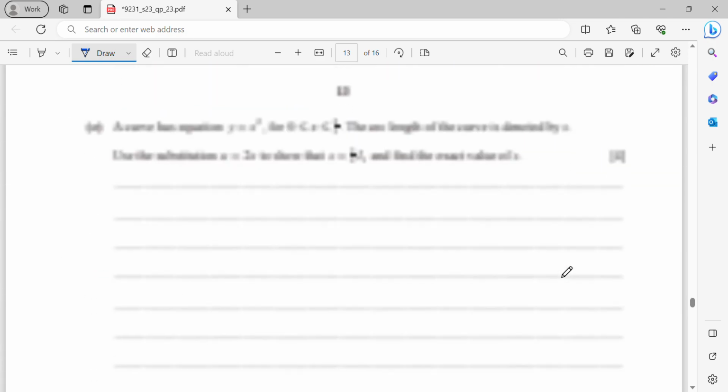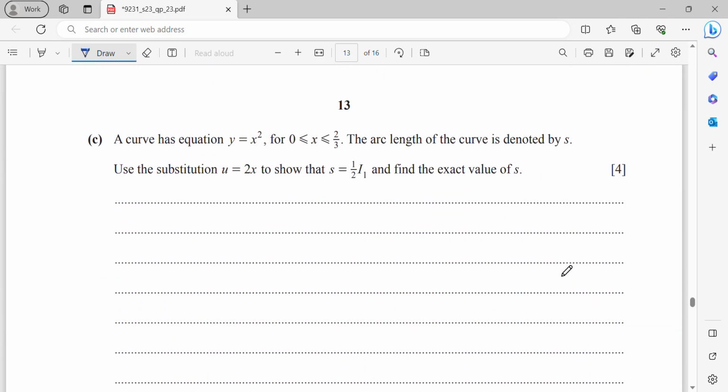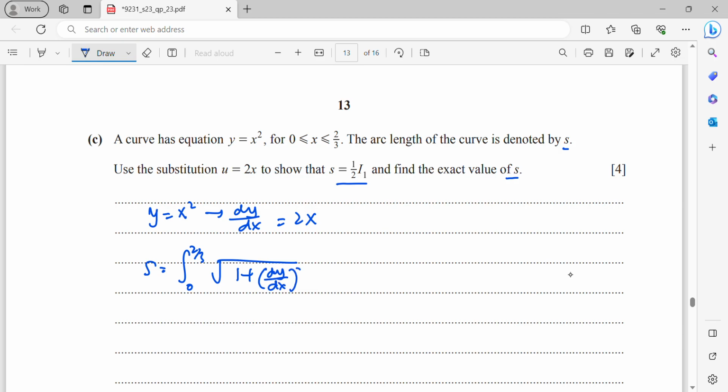Alright. Now next, a curve has equation y equals to x squared. The x defined from 0 to 2 over 3. The arc length is denoted by s. Use substitution u equals to 2x to show s equals to half I1 and find the exact value of s. So y equals to x squared, dy dx is 2x. Now my s is integrate 0 to 2 over 3 square root of 1 plus dy over dx squared dx. So then here will be 0 to 2 over 3 square root of 1 plus (2x) squared dx.